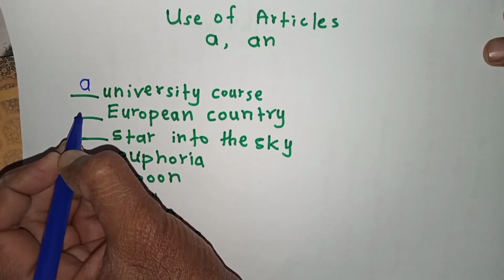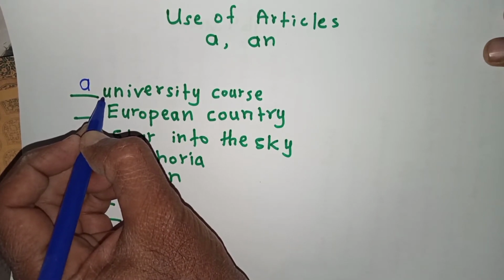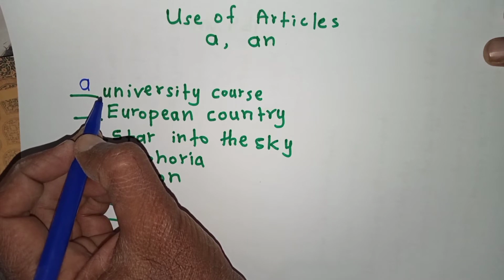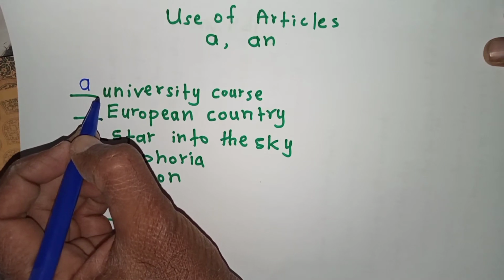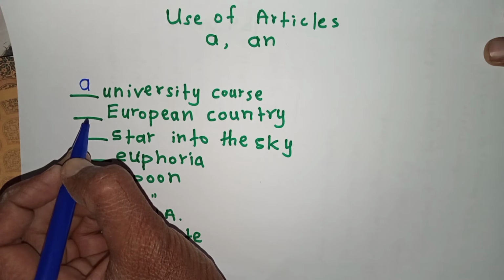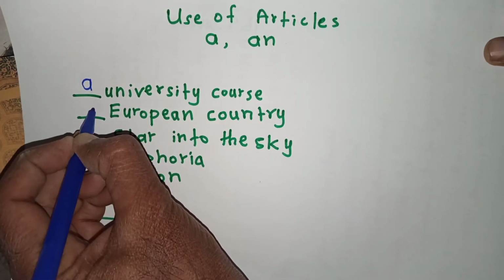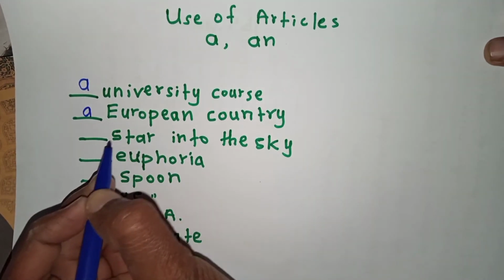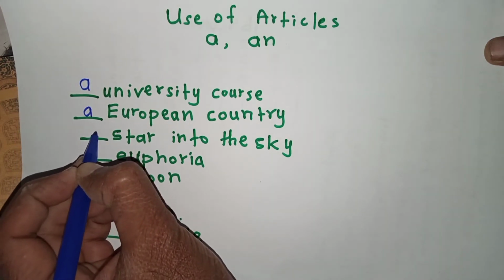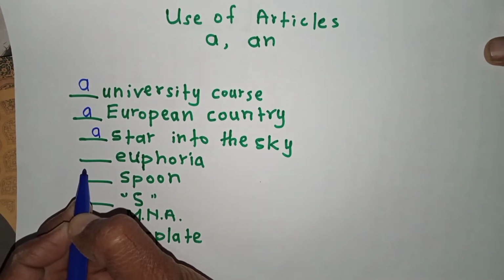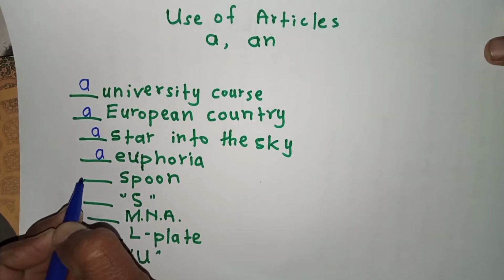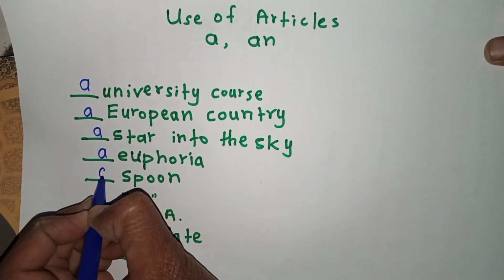Now the next word. Because this word starts with a consonant sound, not a vowel sound, you should not focus on the spellings. You should just focus on the beginning sound of the word. Because here again, European country, this is also a consonant sound, not a vowel sound. That's why I'm using here a European country. The next word starts with S, so sitar, this is sitar, not star. So I will use here again a. And the next word is euphoria, a euphoria, again a. Spoon, this is spoon, that's why I will use here a.